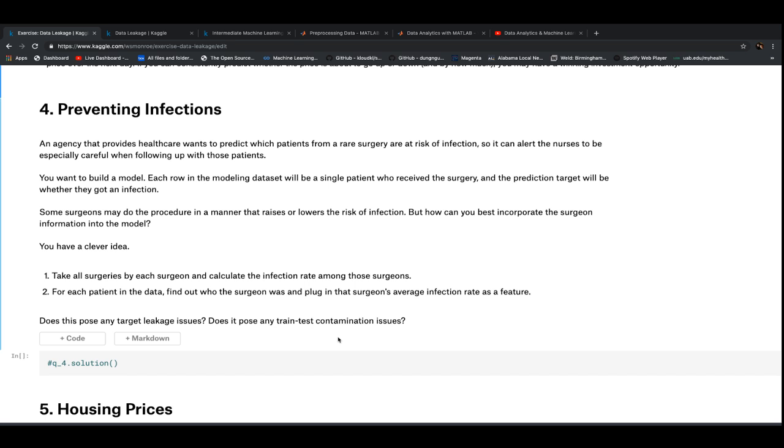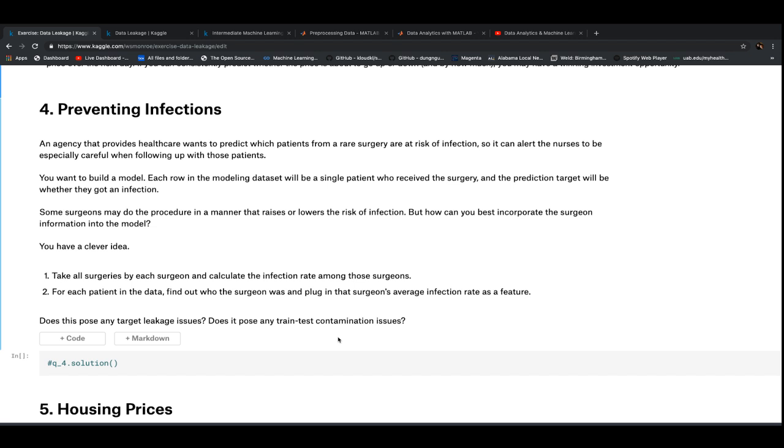An agency that provides healthcare wants to predict which patients from a rare surgery are at risk from infection, so it can alert nurses to be careful. They want to build a model. Each row will be a single patient who received the surgery, and the prediction target will be whether they got an infection. Some surgeons may do a procedure in a manner that raises or lowers the risk, but how best can you incorporate the surgeon information into the model?